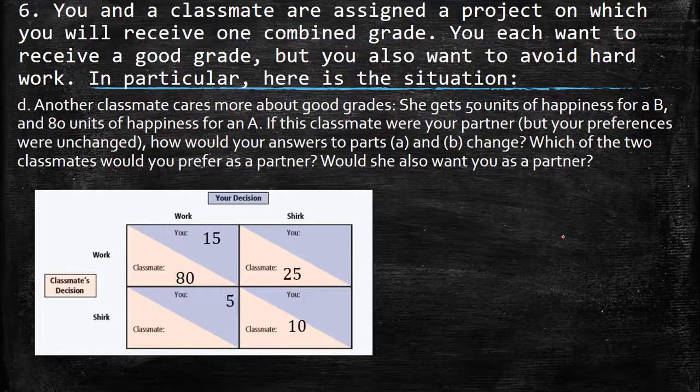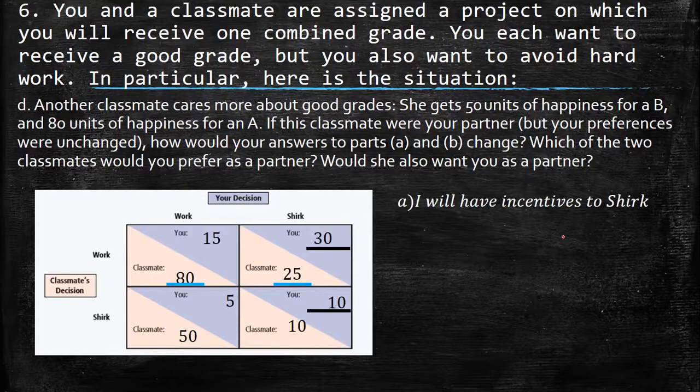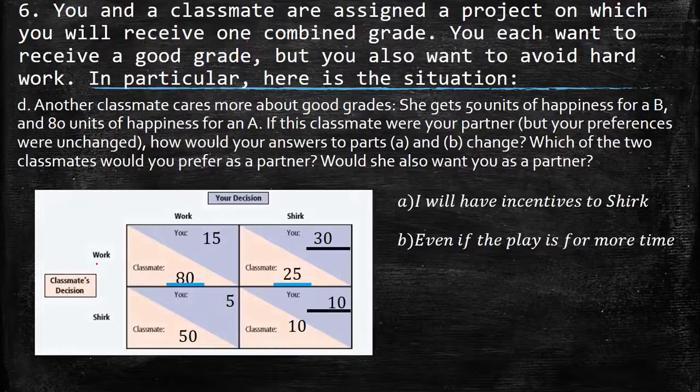Then this one, let me see. Okay, I guess that is still the same, right? So actually, I will have incentives to shirk, and even if the game is played for more time, I prefer to shirk all the time, because if I start to play work all the time I will have like 15, so definitely it should be better to shirk all the time. Okay, just in case, yes, because all the time the other person will prefer to work. Okay, so this is the main reason.